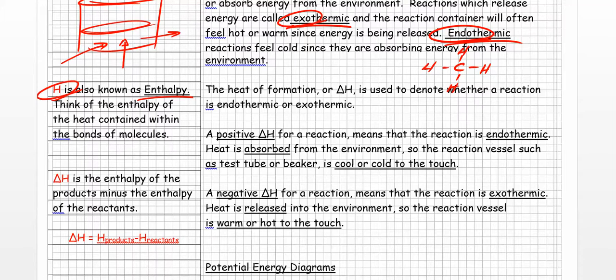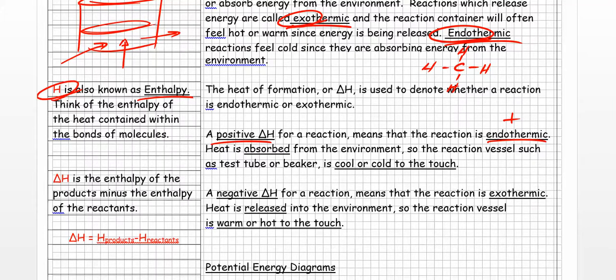A positive delta H for a reaction means that the reaction is endothermic. So endothermic, positive. Heat is absorbed from the environment, so the reaction vessel, such as the test tube or the beaker, is cool or cold to the touch. So again, positive delta H, endothermic.